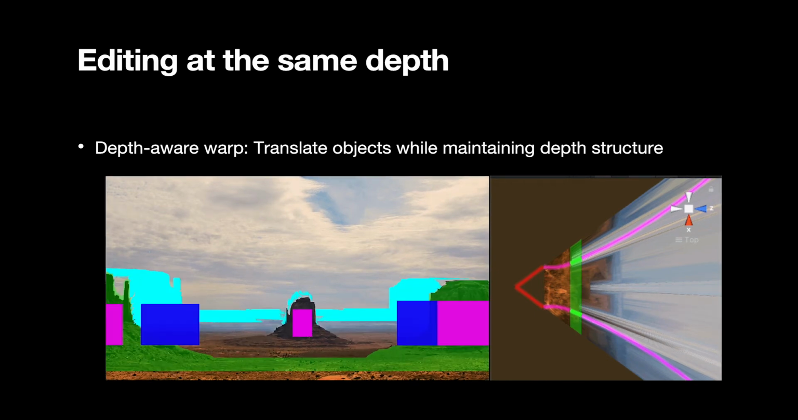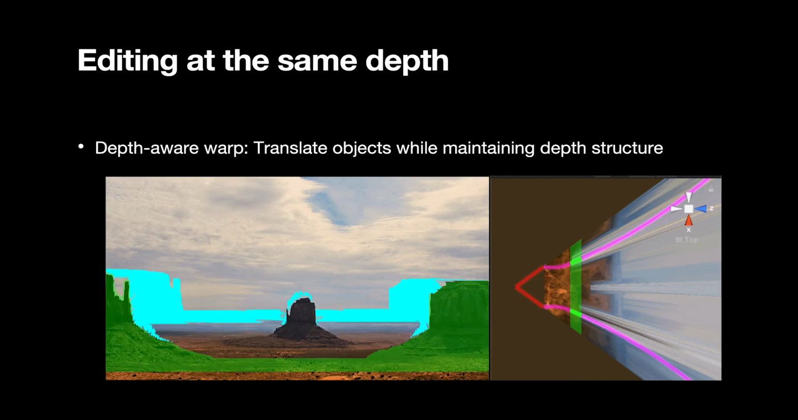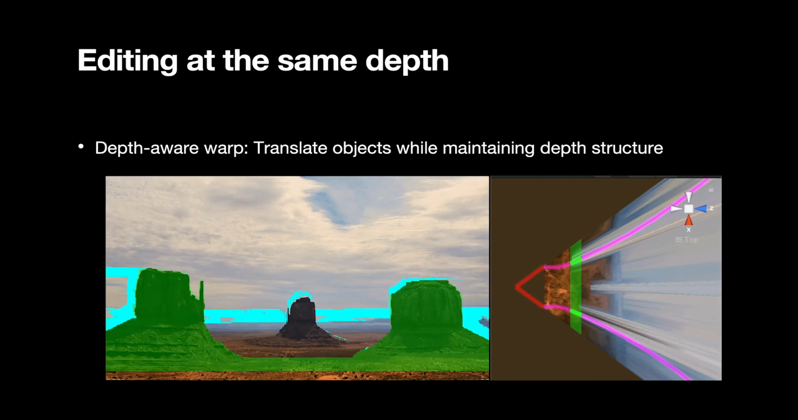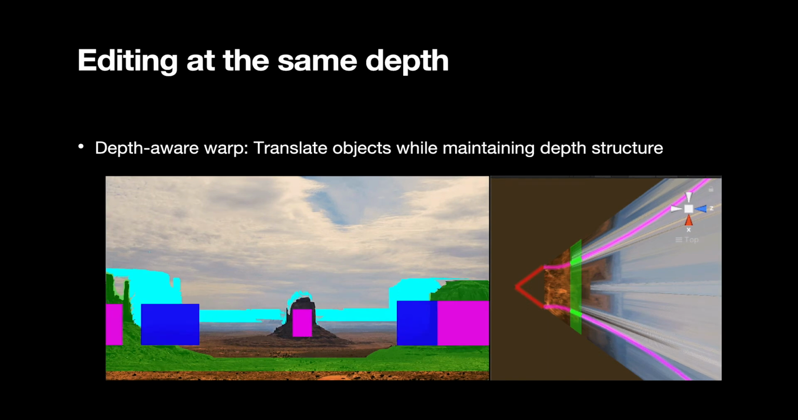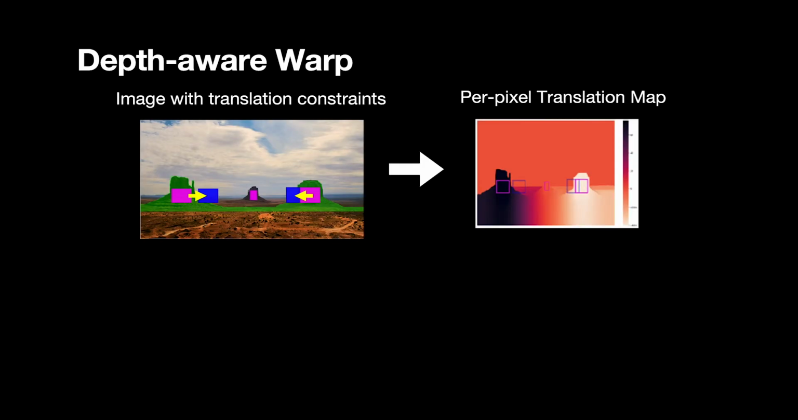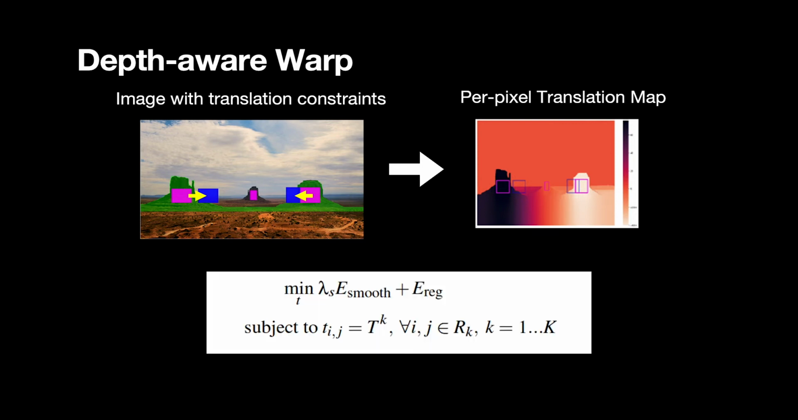To do this, we apply a depth-aware rubber sheet warp where we maintain depth structure during translation. Given an image, the user inputs translation constraints in the form of rectangular pairs. We want the magenta rectangles to translate to the position of the blue rectangles. Our goal is to solve for a per pixel translation map that satisfies these constraints. To do so, we formulate this as an optimization problem, where rectangular pairs are converted to hard constraints in the optimization.